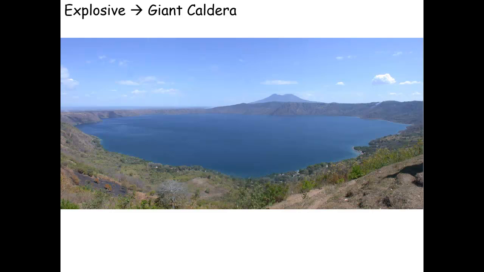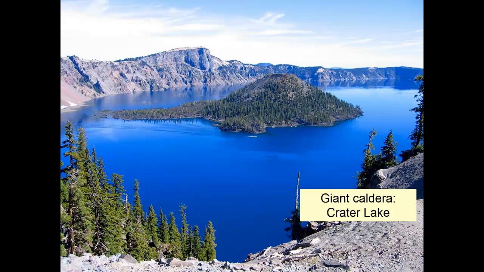This image here is of Apoyo caldera in Nicaragua. You can see that basically all that's left is a giant hole in the ground that's now occupied by a lake. Another rather well-known example in the United States is Crater Lake, which is actually a caldera. Once again, this huge lake is filling in the hole that was left after the eruption of Mount Mazama occurred.